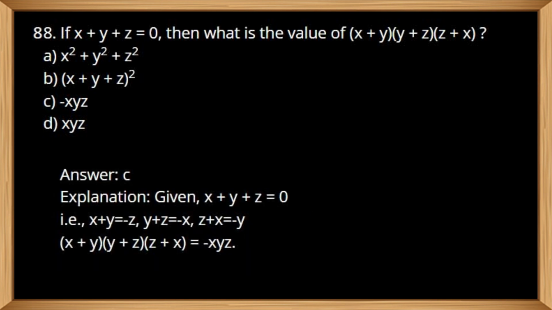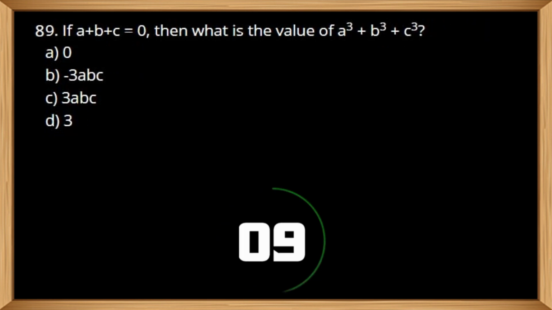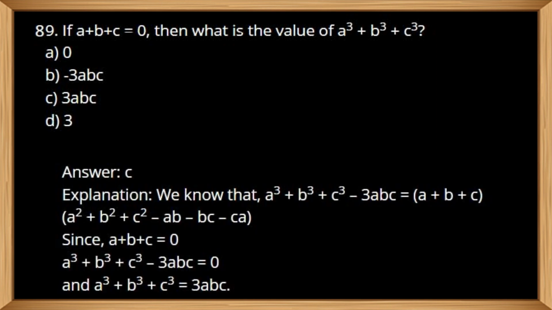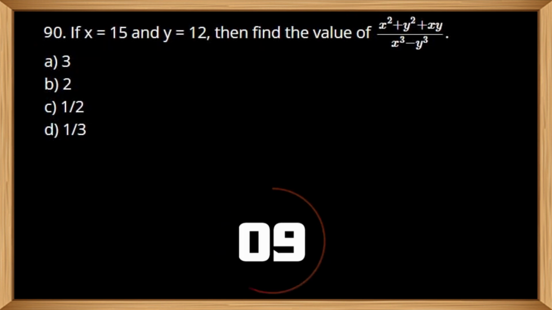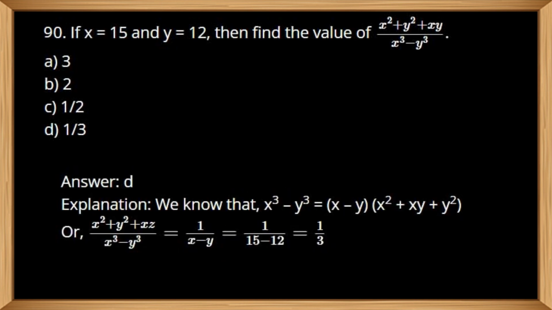Option C minus xyz. If a plus b plus c is equal to 0, then what is the value of a cube plus b cube plus c cube? Option C 3abc. If x is equal to 15 and y is equal to 12, then what is the value of this expression? Option D 1 by 3.